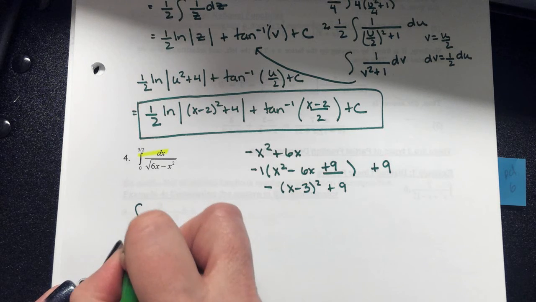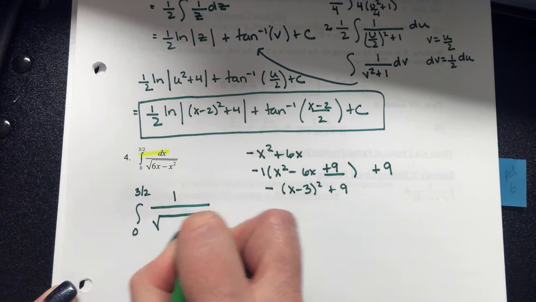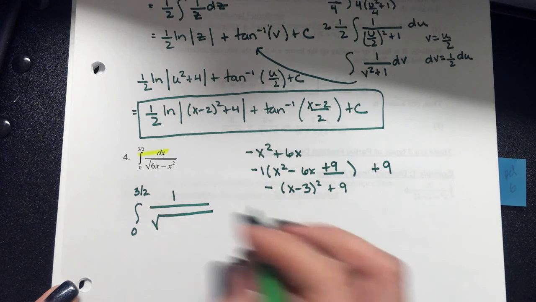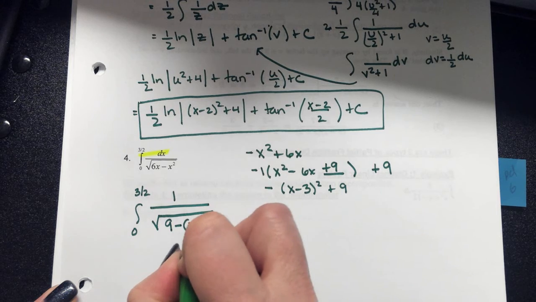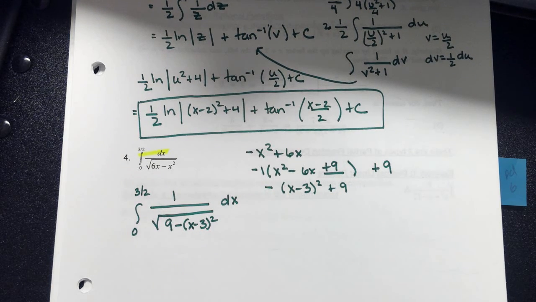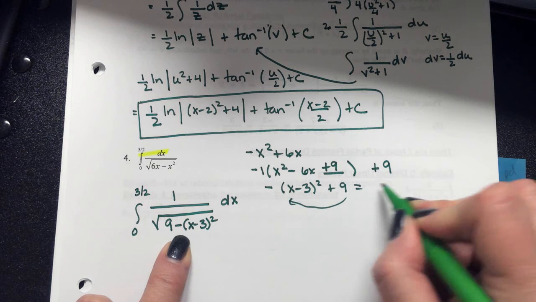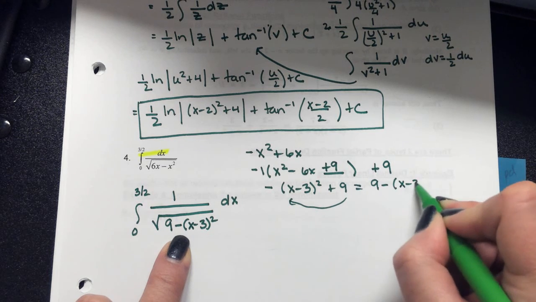So I can rewrite this integral from 0 to 3/2, 1 over the square root, and again, I'm just going to put my constant first, 9 minus x minus 3 to the second power dx. I just switched the order, so I just again wrote this as 9 minus x minus 3 to the second.